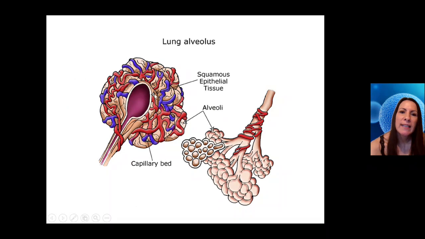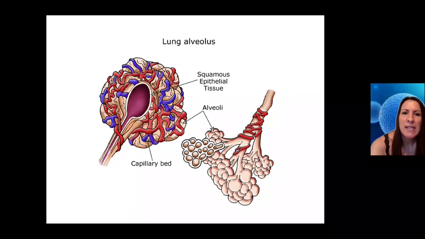The alveoli themselves are made up of squamous epithelial tissue. There are different types of epithelial tissue in the body. We looked at the columnar epithelial cells. This is a more scale-like squamous epithelial tissue. They're kind of like flattened little scales, if you imagine. They're basically 1 cell thick. So the squamous epithelial tissue is 1 cell thick.